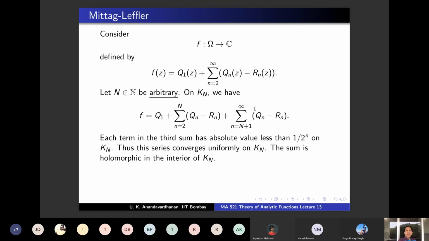And the series is uniformly convergent. We know that the limit of holomorphic functions is holomorphic if the convergence is uniform on compact subsets. This is what we have done earlier. So in particular, the sum is holomorphic in the interior of Kn. So this part is holomorphic in the interior of Kn.